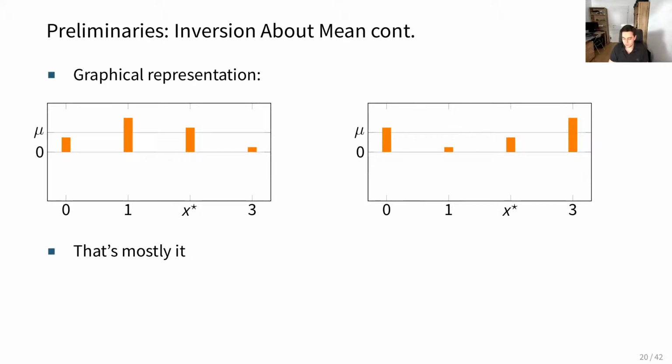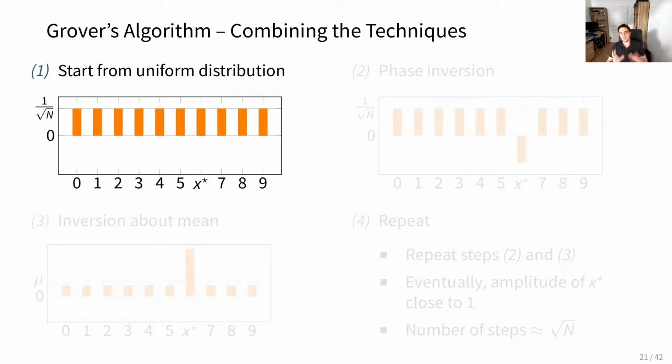Okay, then let us move on, and now we combine these techniques. What we first do is we start from a uniform distribution. What this means, we have a list of 10 elements. 10 is not a power of 2, but I think it's enough here for a demonstration. So we start with uniform amplitudes, which means that every state has an amplitude of 1 over square root of capital M. So this is the starting state.